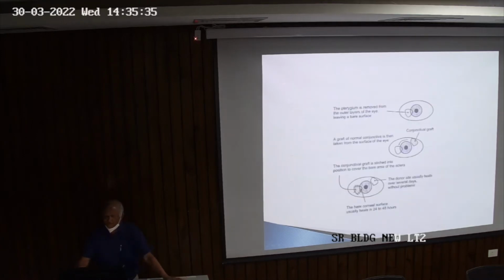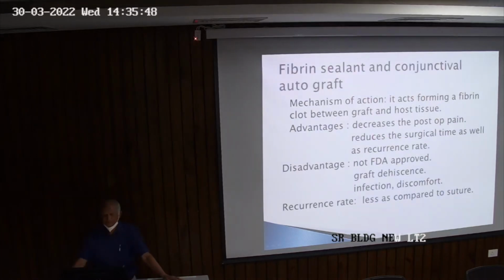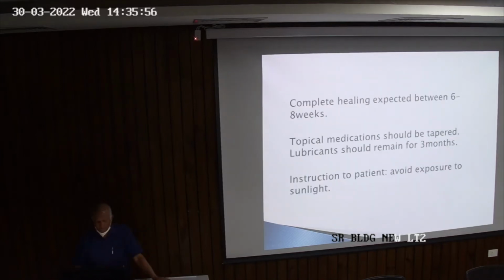Excision, we have excised that. This picture shows the excision and then the graft. This is the second picture, after the removal of the fibrin sealant, that is the glue, for the conjunctival autograft. I spread it, and that will adhere. They are readily available.